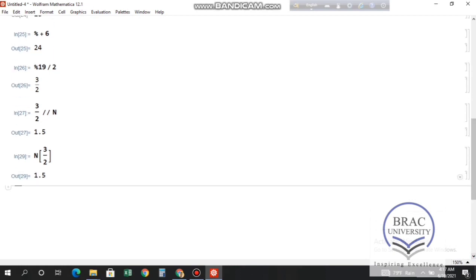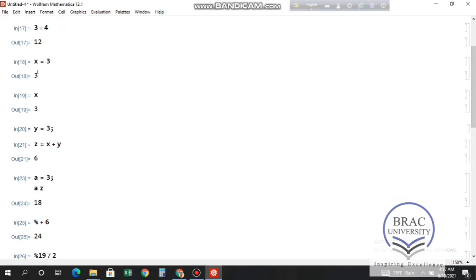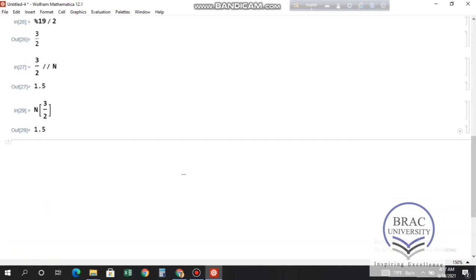Now I want to clear the variable x. I defined x as 3 earlier. So if I want to clear x, I'll have to write the Clear command with capital C, and inside the square brackets, I have to write x. And if you press shift enter, the variable will be cleared.